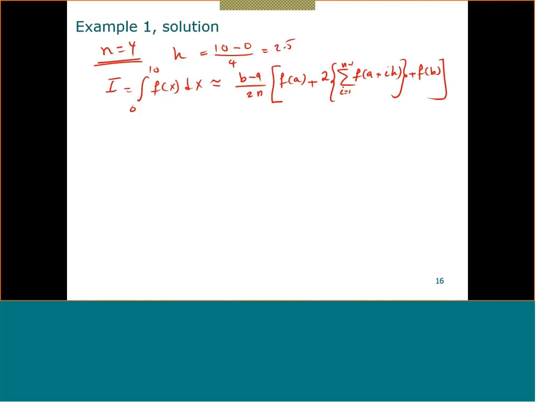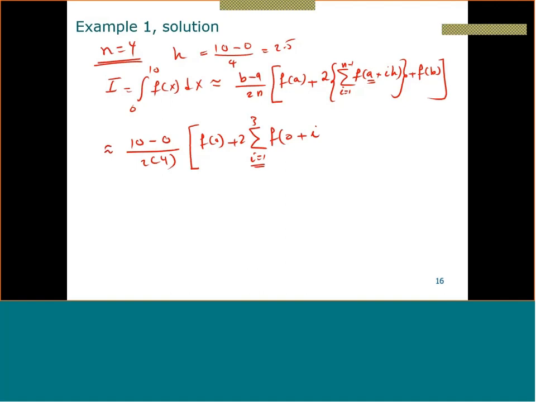Okay, so let's substitute here. b again is 10, minus a is 0, over 2 times 4, because now n is 4. f of 0 plus 2, i goes from 1 to n minus 1, and n is 4, so to 3. So we'll have i equal to 1, 2, 3. We will have 3 elements. f of a is 0 plus i times h, h is 2.5, plus f of 10.